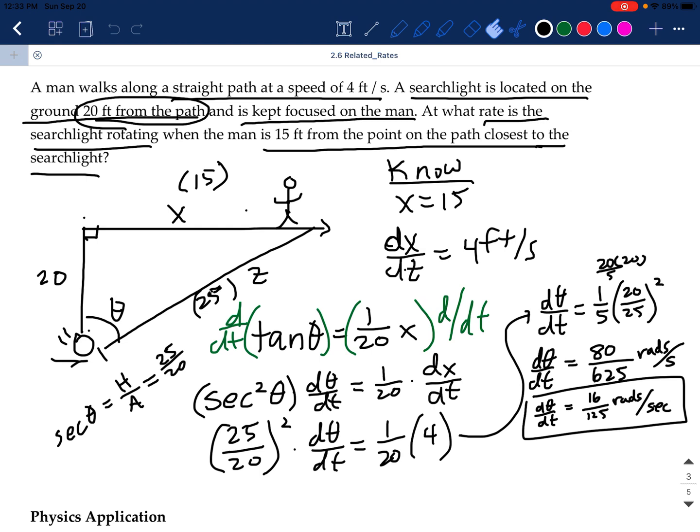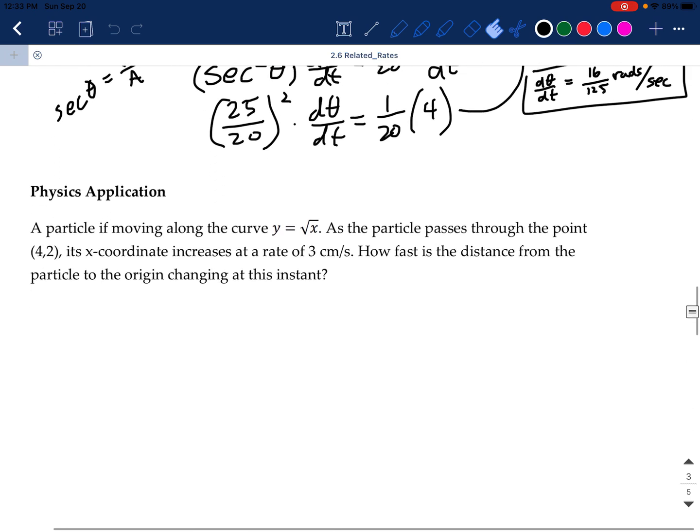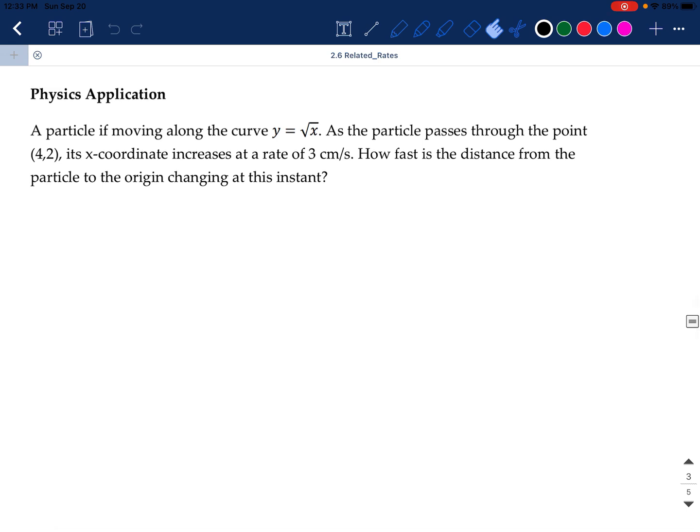Something to note for the AP course, we use radians pretty exclusively, so you're only going to ever use degrees if degrees are given in the problem itself. All right, so we'll do one more example here. So we've got a physics application here.